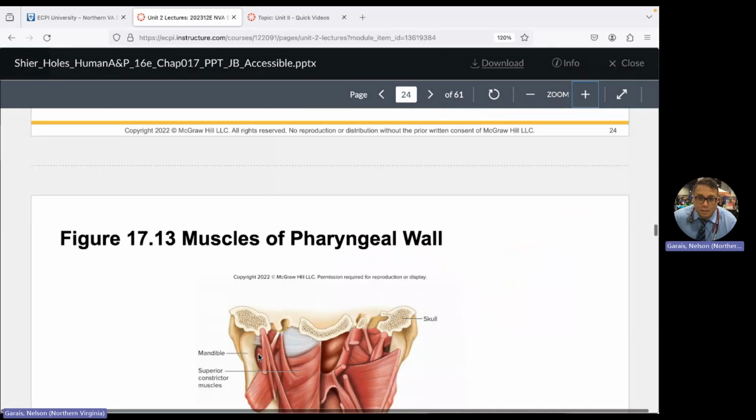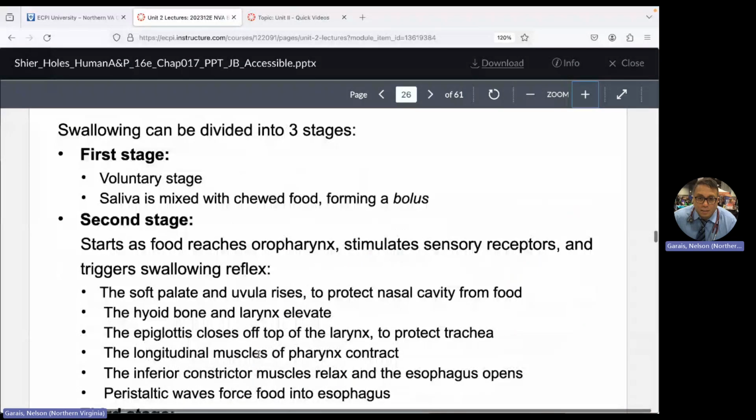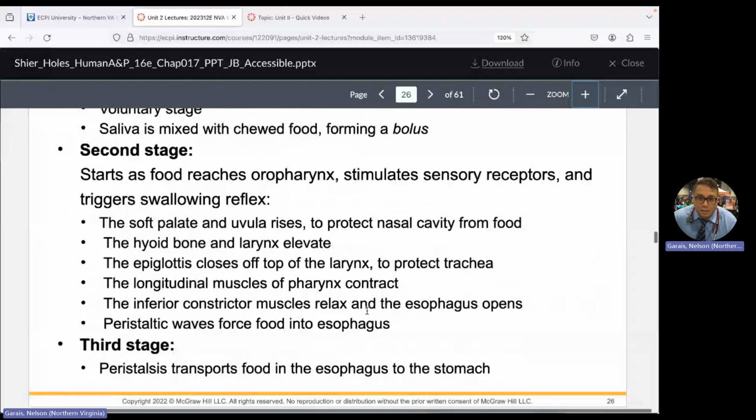You got to know the swallowing mechanism. The first stage is voluntary, second and third stage is involuntary. The big thing about the second stage is the epiglottis closes off the top of the larynx to protect the trachea. We don't want any food or drink that's dirty, all of it's dirty, to go into your lungs. It's bad news. If that happens, you have the potential for what they call aspiration pneumonia.